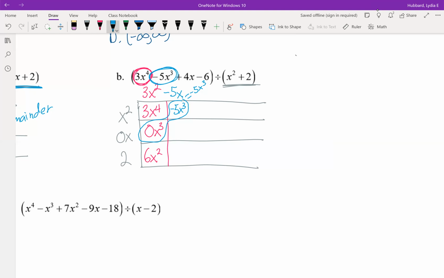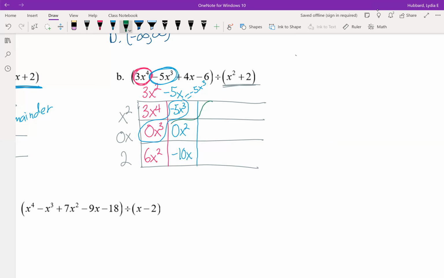So we'd multiply this. Negative 5x times 0x would be, again, 0. You can leave it as 0, or you could write it as 0x squared for continuity purposes. That's up to you. And then negative 5x times 2 is a negative 10x. And that will finish out that box.